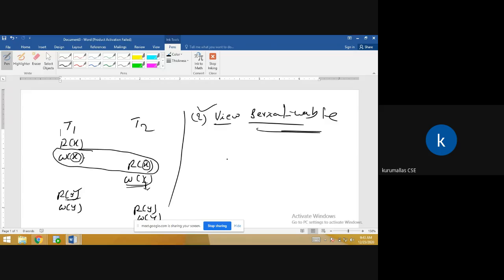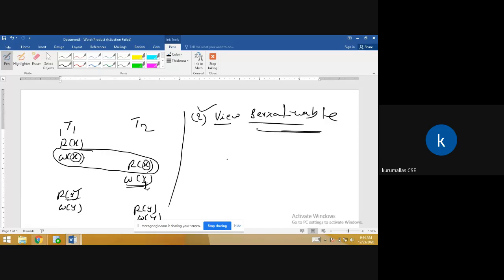In serializable schedules, we have two types: conflict serializable and view serializable. We have seen what conflict serializable is. We have four cases. If two operations are on the same data item and the operation is the same, then no problem. If the operations are different, read or write on the same data item, then we can get a conflict. That is called conflict serializable.